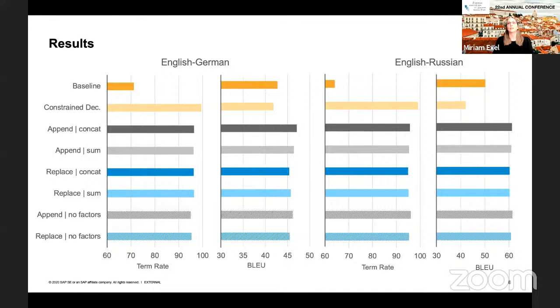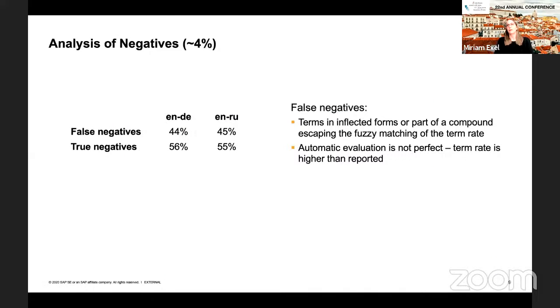Then we were curious about finding out about the remaining 4% here. So the 4% of terms where the term enforcement did not work as expected according to our calculated term rate. So we manually analyzed a good portion of them from the append concatenation system. And we found that almost half of them are actually false negatives, meaning that the expected translation was indeed produced. And the reason here is that the terms appeared in an inflected form or as part of a compound. And thus the term rate, despite already using fuzzy matching strategies, did not cover them. So from this, we learned that the automatic evaluation, as always with machine translation, is not perfect. And we conclude that the term rate is actually higher than reported by our automatic scores.